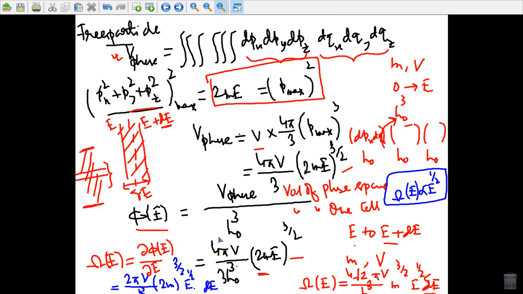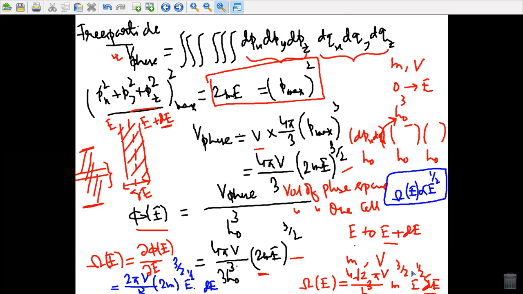So for students, one example or one problem: for a single particle of mass m enclosed in volume V, show that the number of accessible microstates in the energy range E to E plus dE, rather than 0 to E, is given by omega(E) = 4 root 2 pi V divided by h cube, m to the power 3 by 2, E to the power half delta E, where the phase space is divided by the rule delta q_i delta p_i equals h. So how do I calculate this problem?